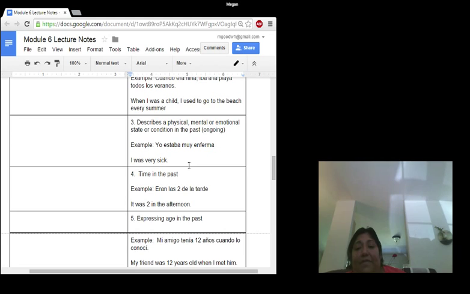Another example of the imperfect is describing a physical, mental, or emotional state that is ongoing. So, yo estaba muy enferma, and that means I was very sick, and we don't know if I'm better today or worse today, but I'm still sick. It's not over. It's an ongoing physical condition.